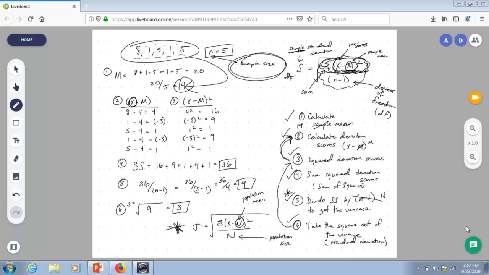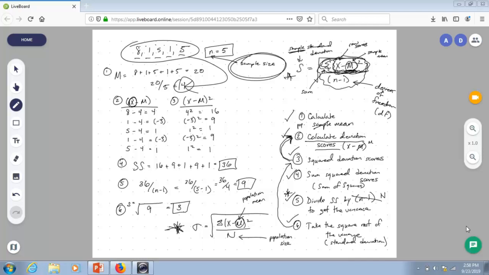I mentioned that n minus 1 is degrees of freedom and how it's used to ensure that there is one score within the data set that will ultimately cause all of the numbers to balance out around the mean. In other words, it makes sure that when you sum up all the calculated deviation scores, you get a 0. That's one role of the degrees of freedom.